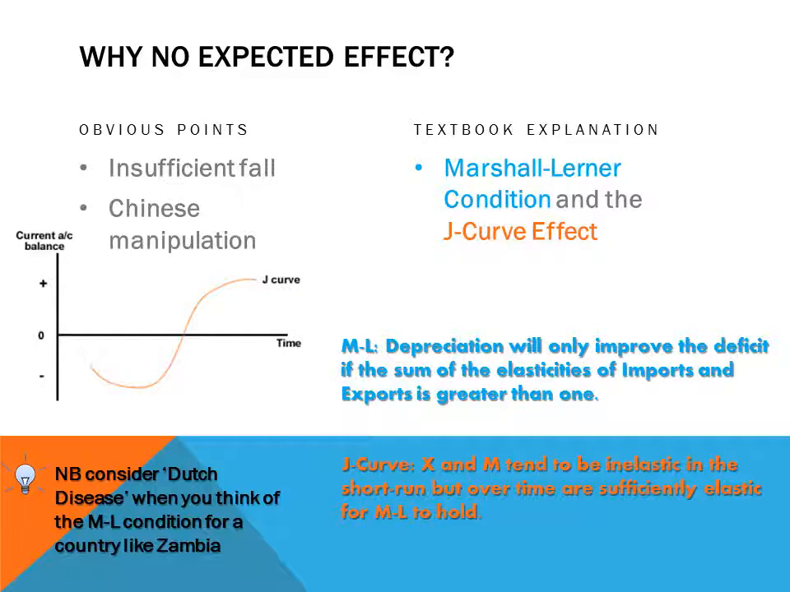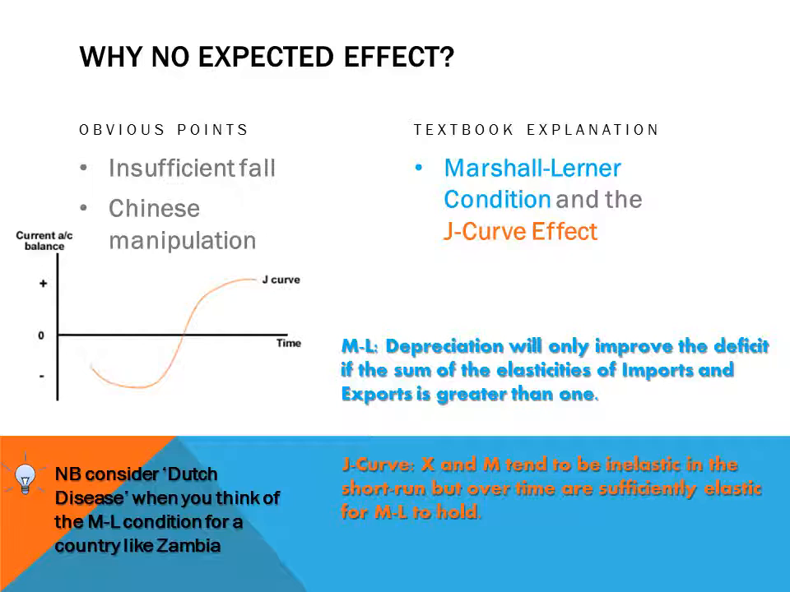So why hasn't there been this same expected effect? Well, the textbook explanation is that maybe the Marshall-Lerner condition doesn't hold. The Marshall-Lerner condition is that the depreciation will only improve the balance of trade if the sum of the elasticities of imports and exports is greater than 1. Now, we think that actually X and M tend to be inelastic in the short run, but are probably sufficiently elastic in the long run for the Marshall-Lerner condition to hold. And that would give you a very nice J-curve effect over time.